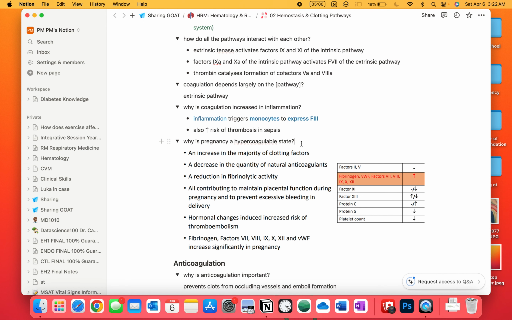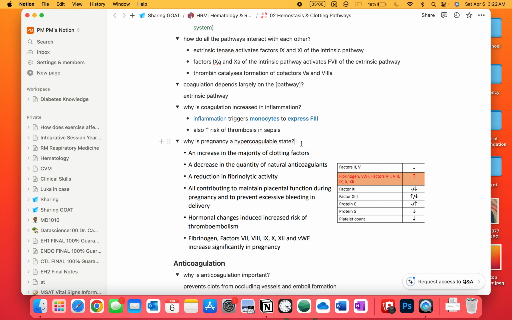Why is pregnancy a hypercoagulable state? Well, we already know that there's going to be an increase of the majority of clotting factors. Why is this? This is because you can have hormonal changes due to increased risk of thromboembolism, which is basically just a lot of clots forming. Again, you have a reduction in fibrinolytic activity, so you don't have a lot of breakdown of the fibrin, and that's important because fibrinogen to fibrin is helping with the insoluble clot formation, and then you have a decrease in natural anticoagulants.